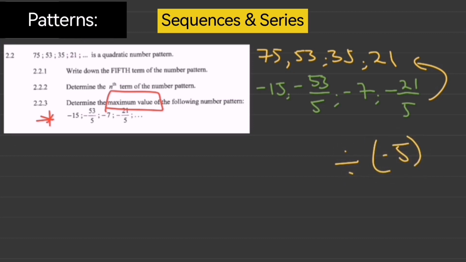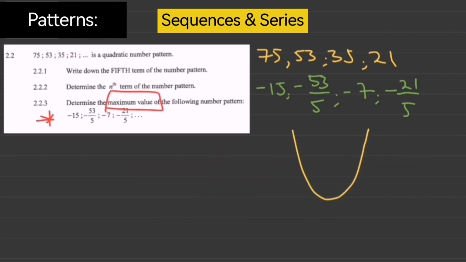Now, our original pattern wouldn't have a maximum term because it would have curved up all the way to infinity. However, this pattern, because it's a negative quadratic sequence, it would curve down to infinity. The term that had the minimum value of our original pattern would be the same term that has the maximum value in the new pattern. And if you think of a quadratic pattern as a parabola function, just know that the turning point of that parabola would be either the maximum or the minimum of that quadratic pattern.